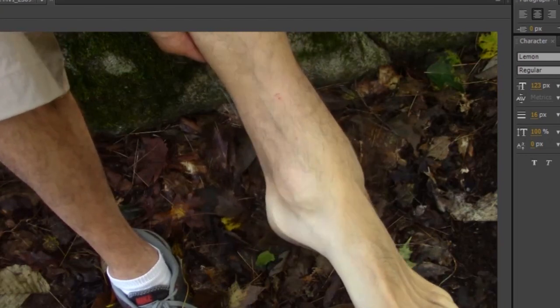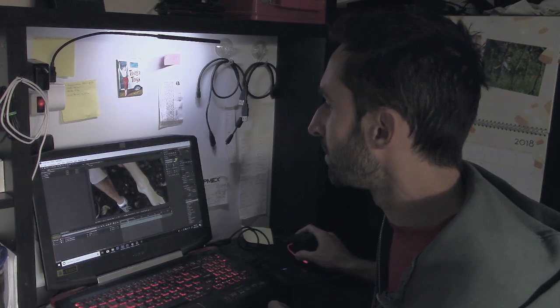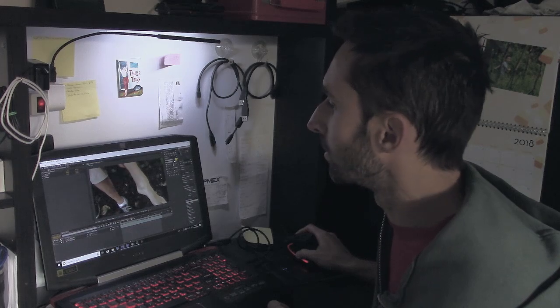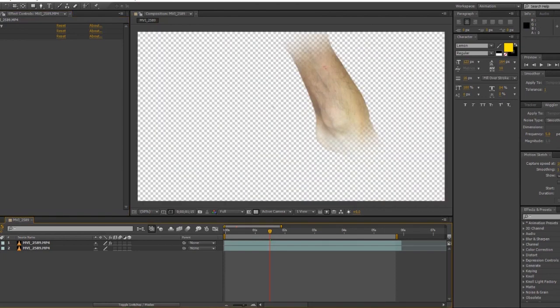So the next thing that I did is I created what's called a luma key, which selected out only my lily white ankle, because the background was a lot darker. So this was an easy way of just getting the ankle. And you can see what I've grabbed here is just the ankle instead of the ankle in the surrounding area.